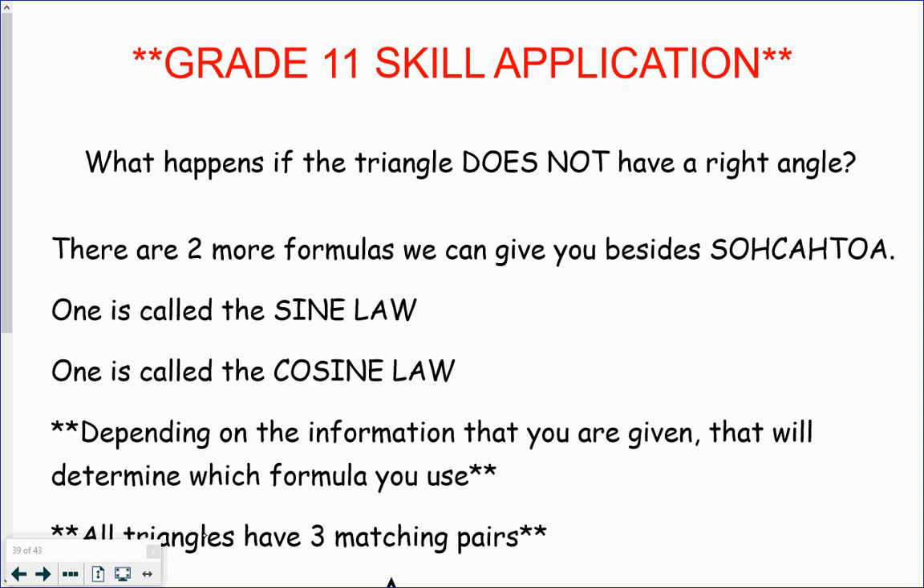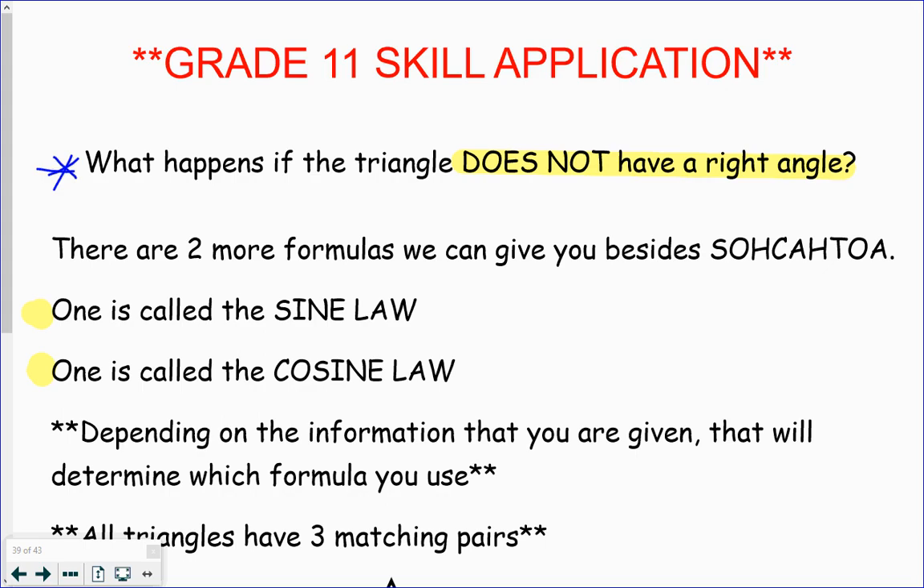So what happens is in grade 11, your triangles will not have a right angle. If we remove the right angle, then you cannot use Pythagoras and you cannot use SOHCAHTOA. So essentially you're screwed. You have no other tools in your tool belt. So what we do is we give you two new formulas. One is called sine law. The other one is called cosine law. If you're wondering, is there a tan law? No, there is not. There's just a sine law and a cosine law.